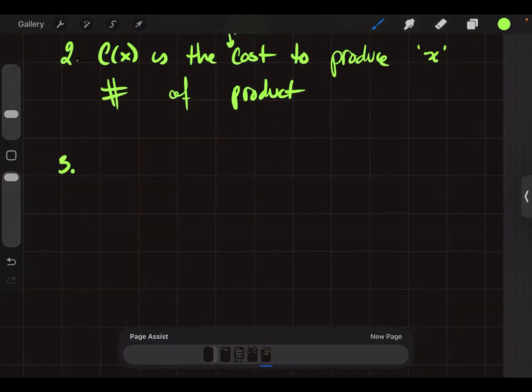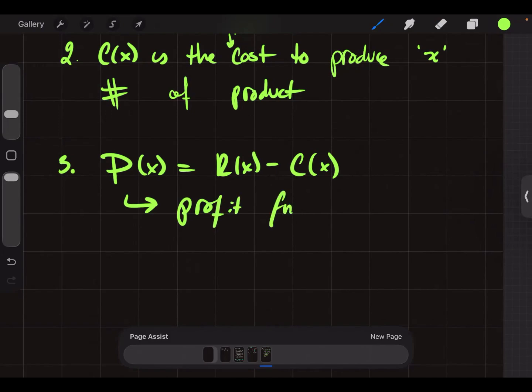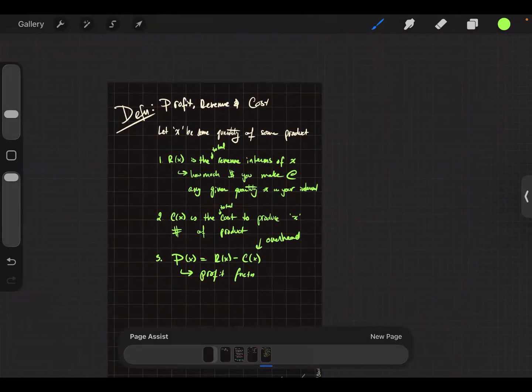And 3. Ready? If you have your revenue, your income, and you have your cost, which is, I guess, outcome, right? If you have your income and you have the cost, you can find your profit by saying profit is equal to revenue minus cost. That's it. This is your profit function. This will cover like overhead and stuff like that. All right, easy money.